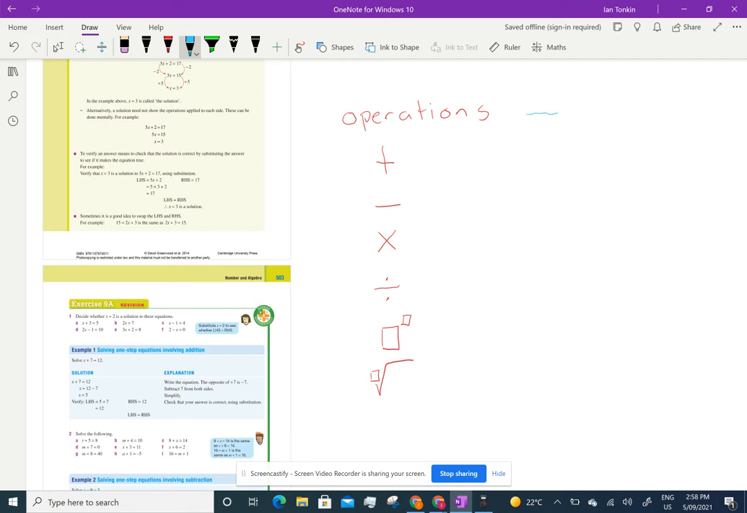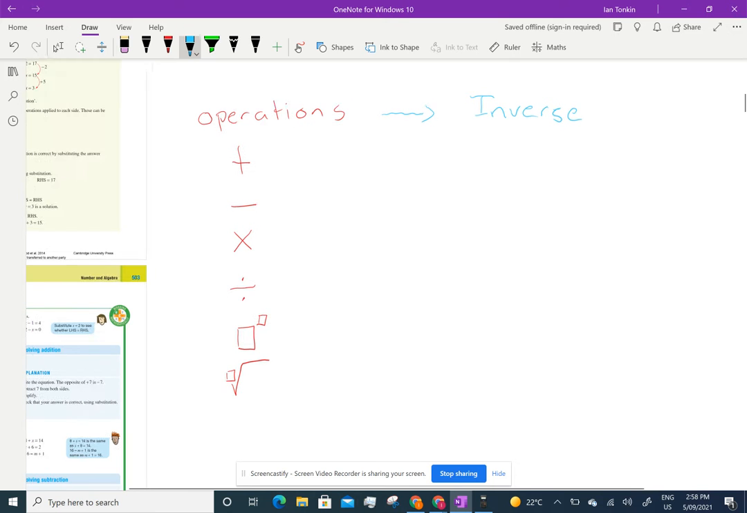Well, every single one of these has an inverse operation. That is the operation that undoes it. Some people like to call it opposite, but the real word is inverse because you could use the word opposite, but inverse is much better.